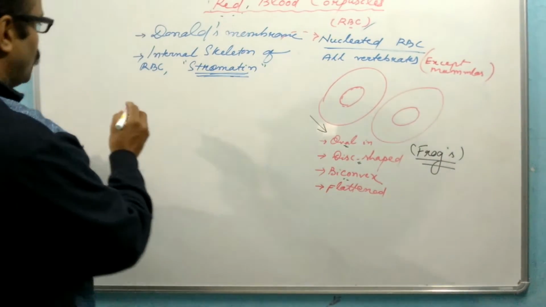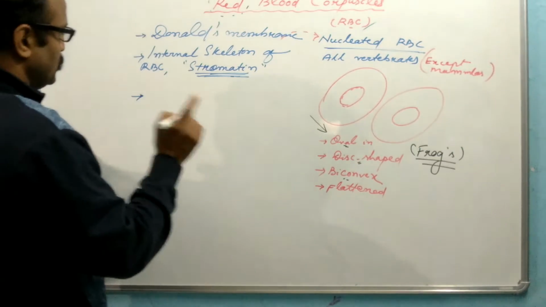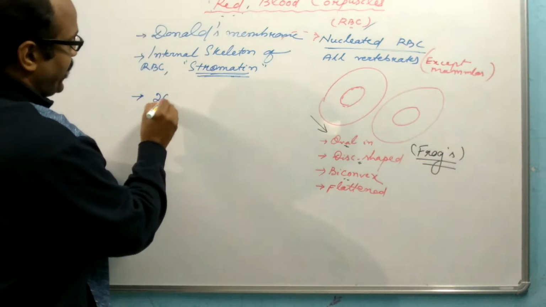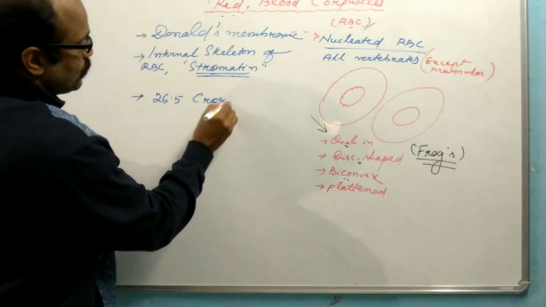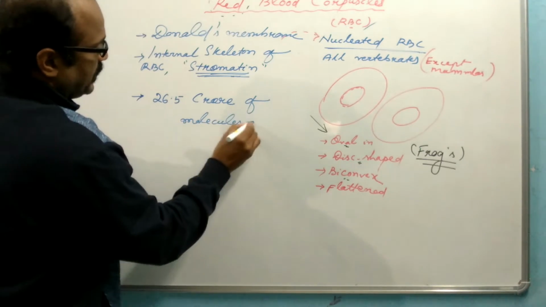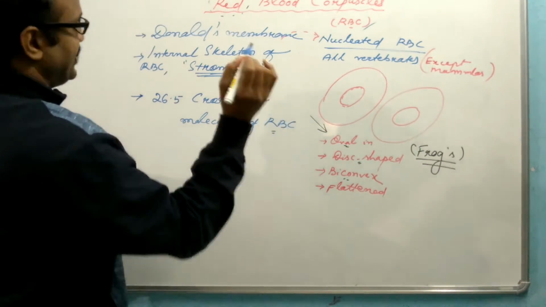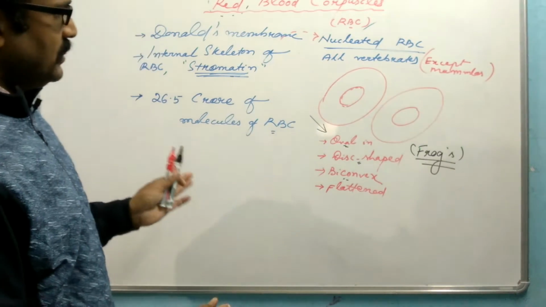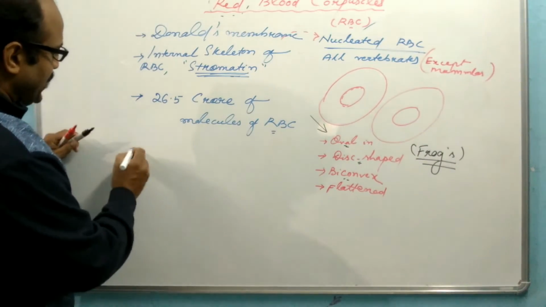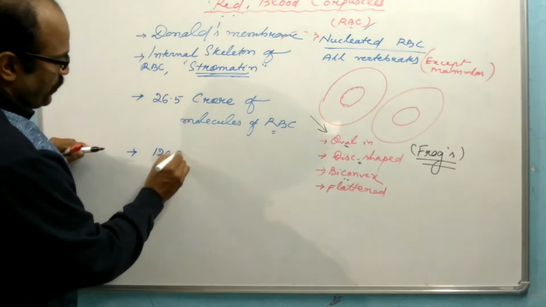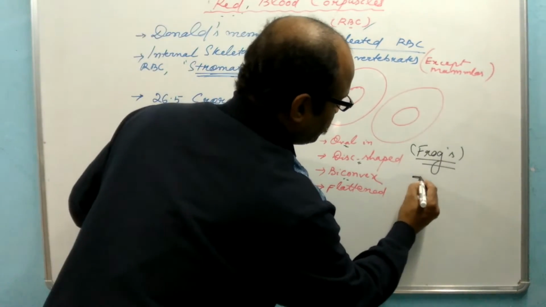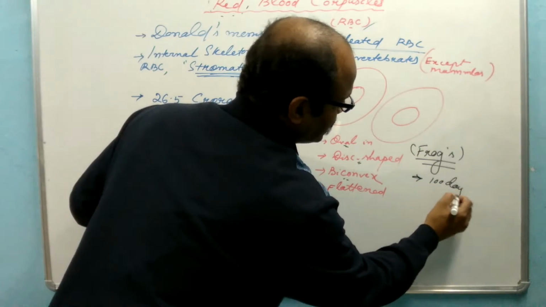About 1 RBC possesses 26.5 crore molecules of hemoglobin. What about the lifespan? The lifespan of mammalian RBC is 120 days, but in case of frog the lifespan is 100 days.